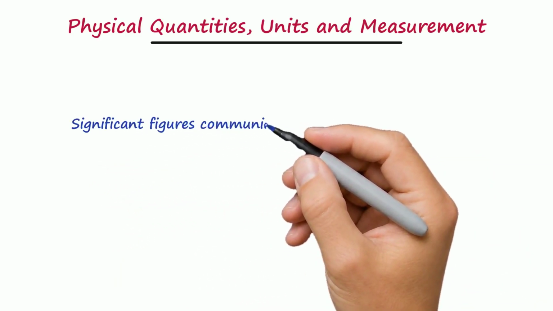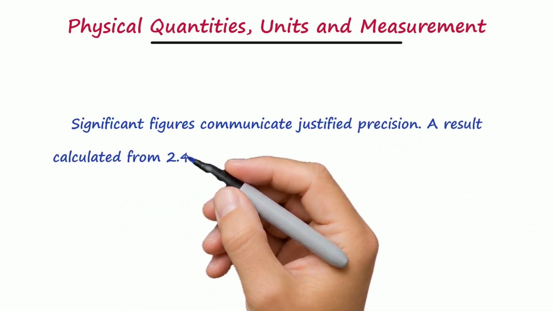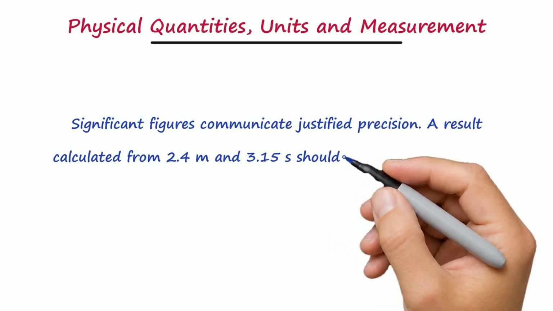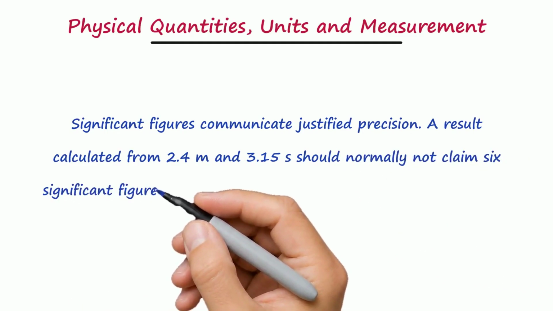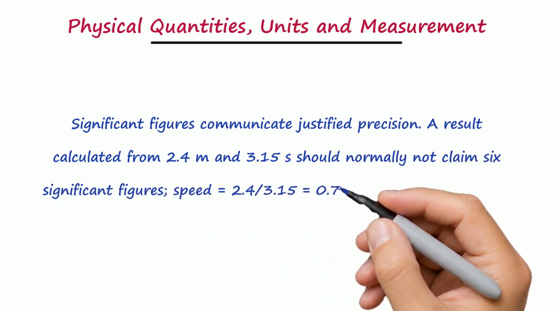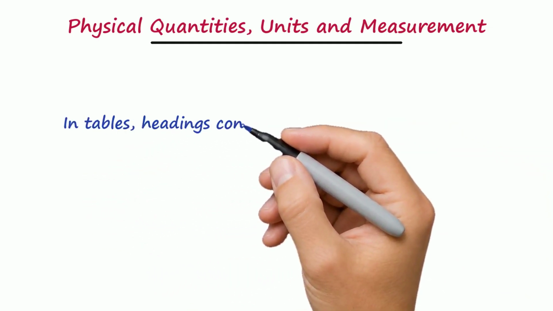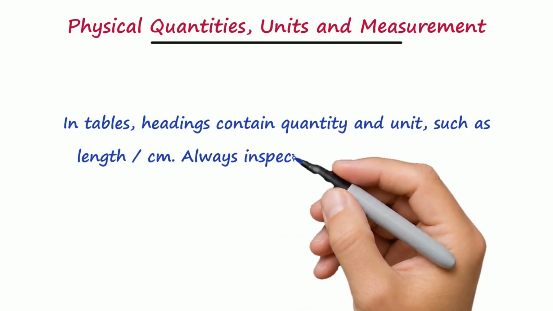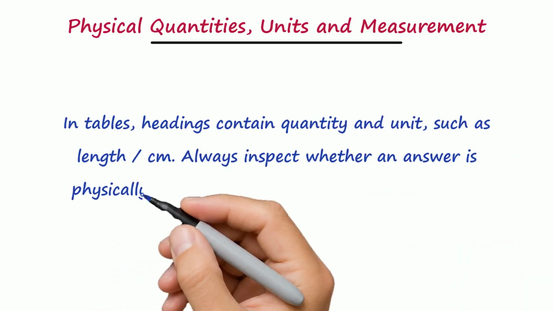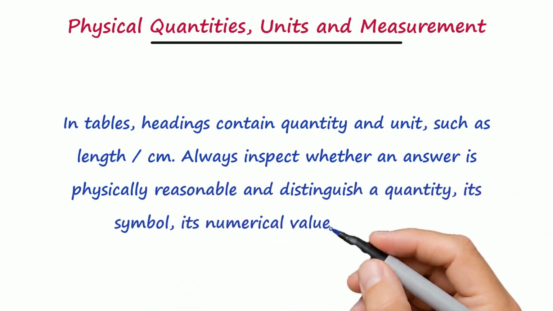Significant figures communicate justified precision. A result calculated from 2.4 m and 3.15 s should normally not claim 6 significant figures. Speed equals 2.4 over 3.15 equals 0.76 m over s to two significant figures. In tables, headings contain quantity and unit, such as length centimeters. Always inspect whether an answer is physically reasonable and distinguish a quantity, its symbol, its numerical value, and its unit.